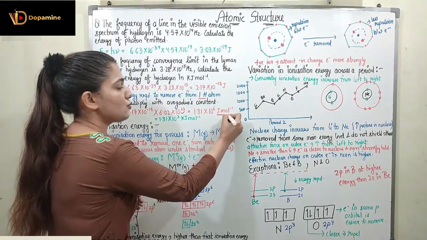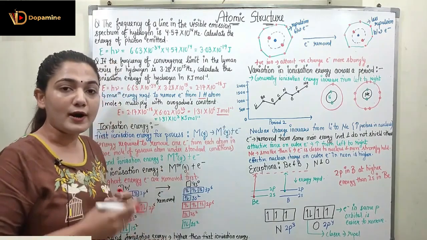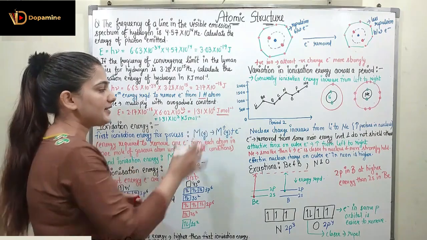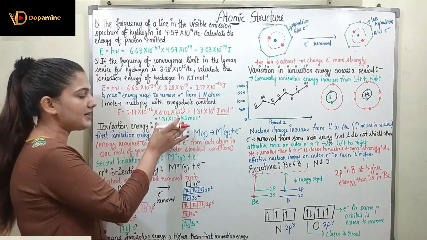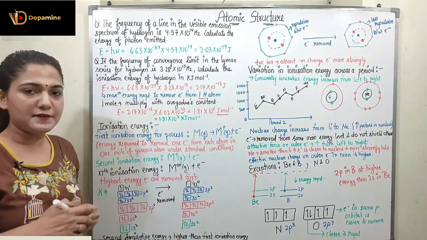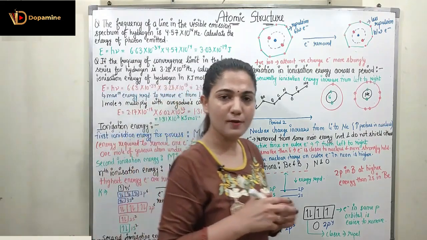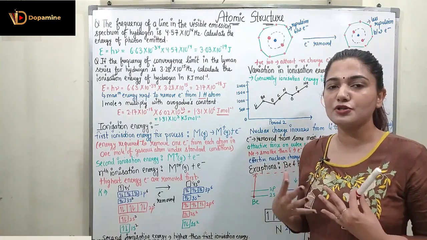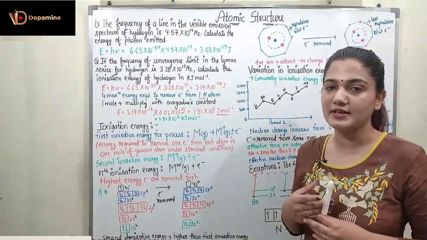So now this is in joule per mole. To find the energy in kilojoule per mole, I will divide it by 1000. So the energy in kilojoule per mole would be 1.31 × 10^3 kilojoule per mole. Now coming to the next concept, where we are going to discuss the ionization energies.